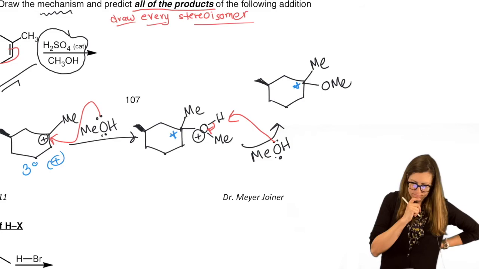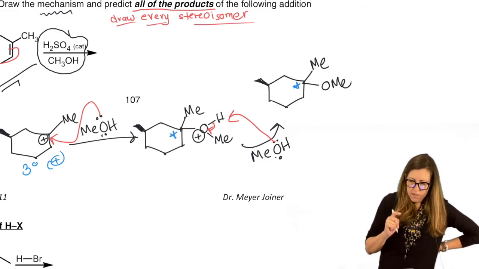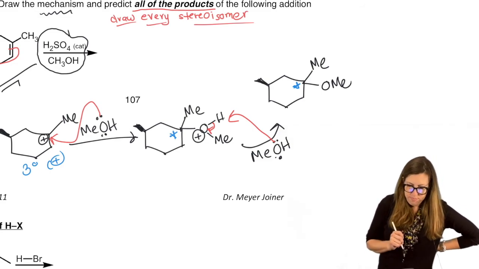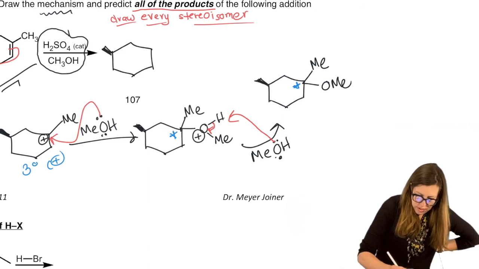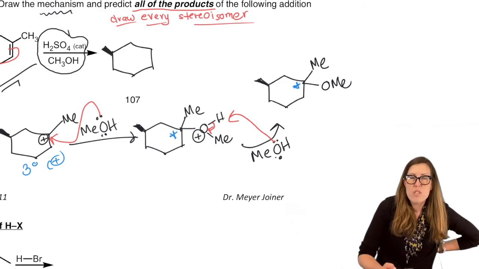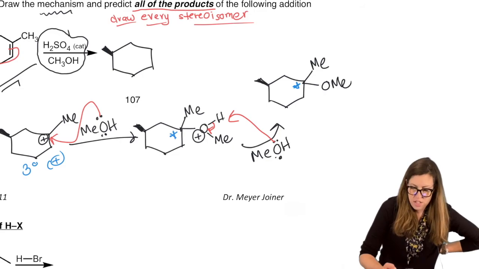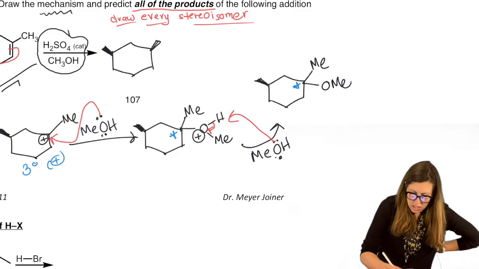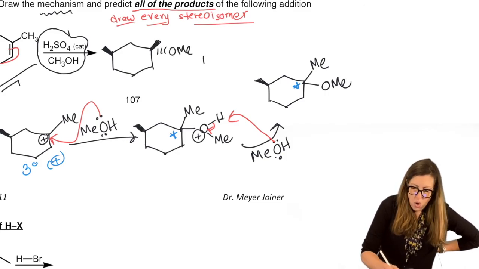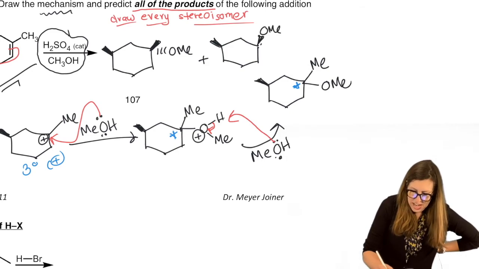Okay. So, draw every stereoisomer. Did I do that? No. This stereocenter right here did not participate in the reaction. It remains unchanged. It's always a wedged methyl. However, I could have had a wedged methyl and a dashed O methyl, or I could have had, and you maintain the wedge over here, a wedged O methyl and a dashed methyl.